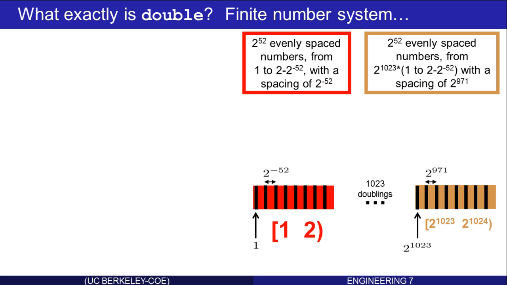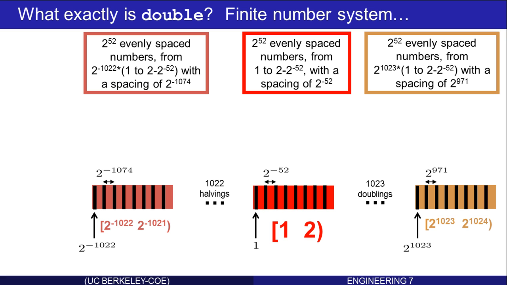Rather than double it, we can halve this interval. Halving the original interval, which went from 1 to just less than 2, will create numbers that go from 1/2 to just less than 1. Continue doing that and imagine 1,022 halvings. The final result of that will be 2 to the 52 evenly spaced numbers from a very small number, 2 to the negative 1,022, to just less than twice that number.